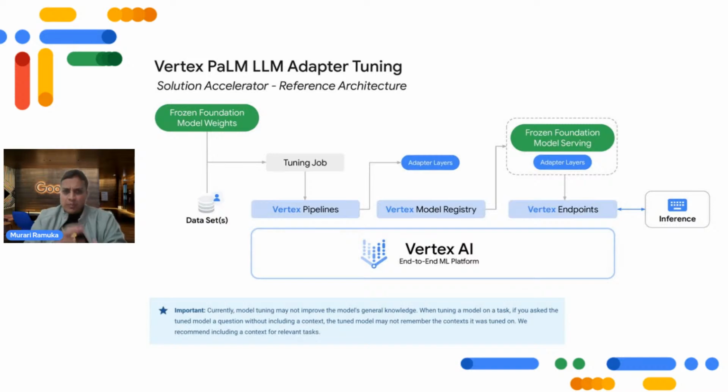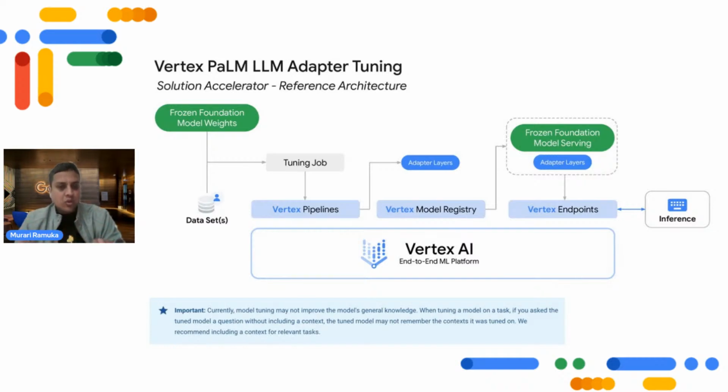Let me talk about this, and I'm going to demo it in detail, how adapter tuning works with respect to Vertex PaLM. In order to do adapter tuning, a very important step is to create a data set, which is nothing but the input and output you are going to refer to as part of the tuning job. So first and foremost, create a data set.